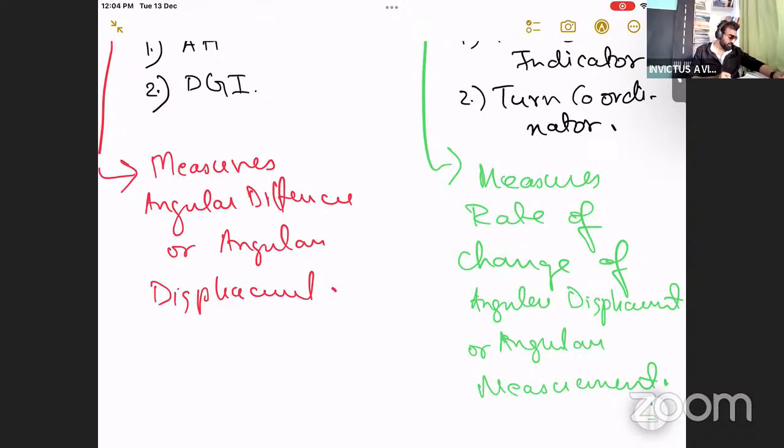So, what type of gyro is artificial horizon? Vertical or horizontal? Who can tell me? Vertical. Vertical axis. Very good. So we have done artificial horizon, we have done turn coordinator. Right now, first we'll do DGI, directional gyro, and then we'll go to turn and slip indicator or rate of turn indicator.